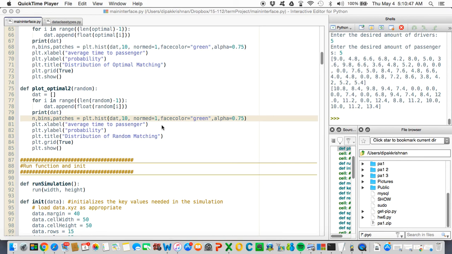The random mode uses a random matching algorithm to match any car to any passenger. I will compare these two modes and the heuristics that go into each and test their effectiveness in terms of passenger wait time, and I'll test this graphically. So let's get into it.